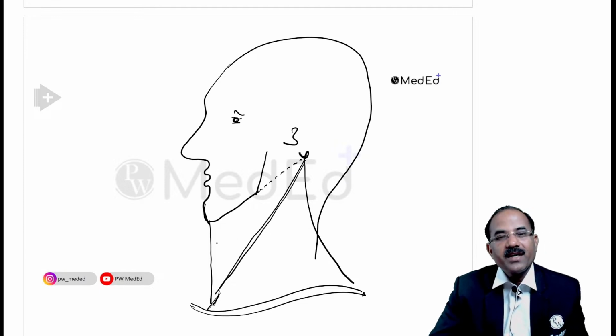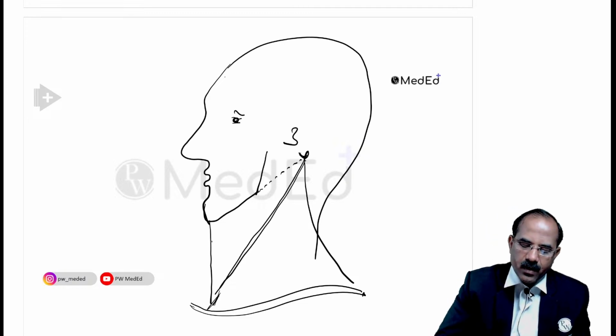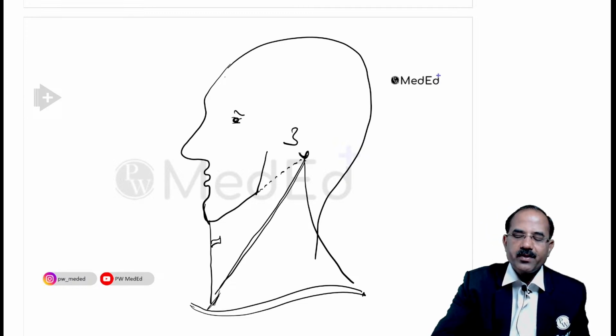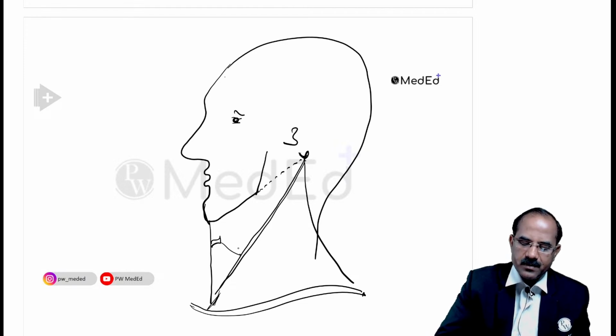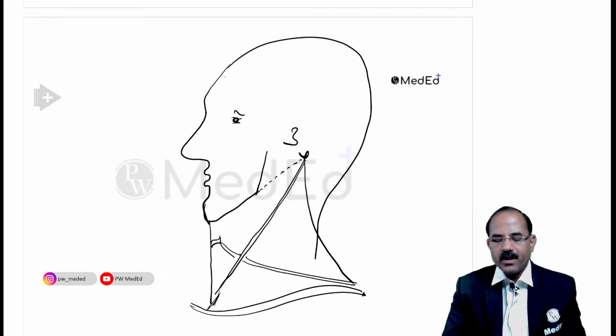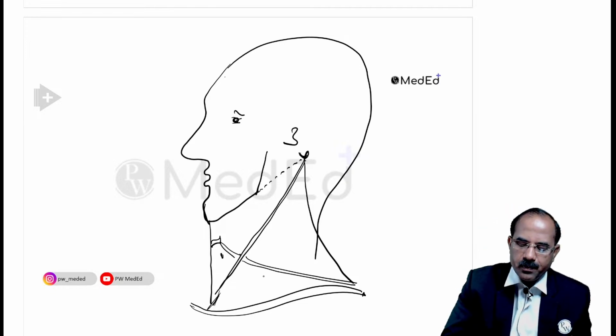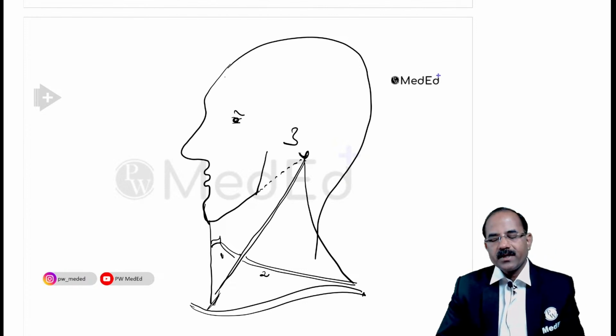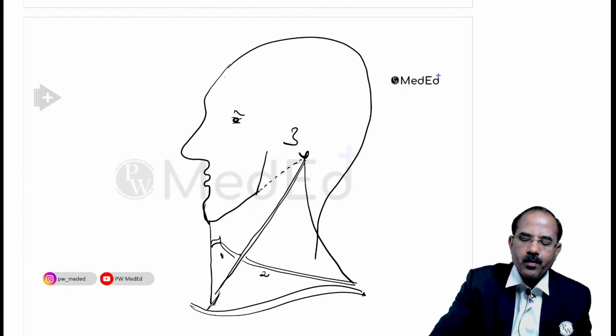What triangle is this? Anterior. And what is this triangle? Posterior triangle. What is this bone, students? Hyoid bone. And what is this muscle? This is the omohyoid. Number 1 is the superior belly, and number 2 is the inferior belly of omohyoid. Superior and inferior belly of omohyoid.